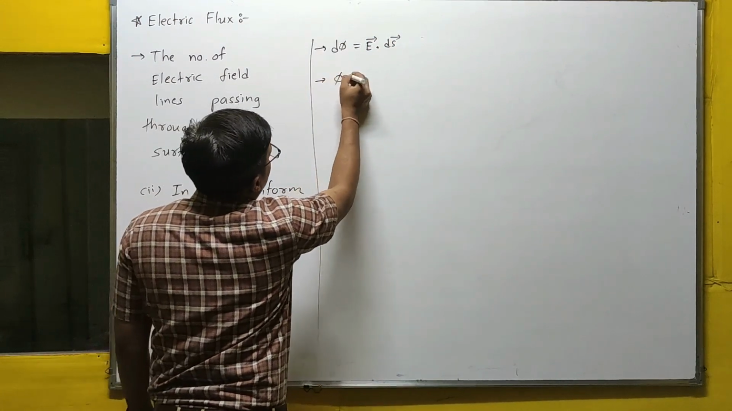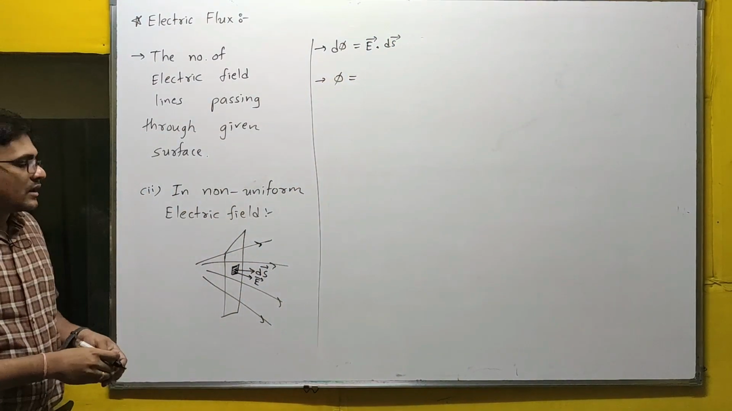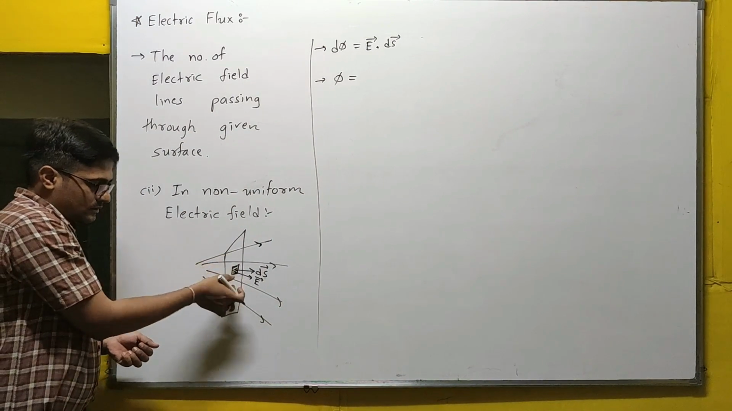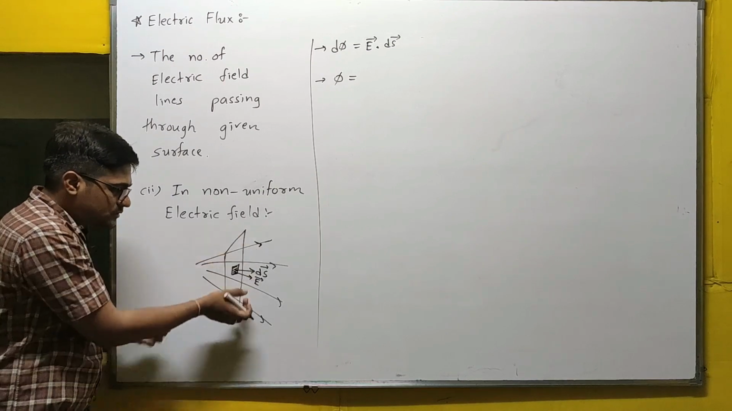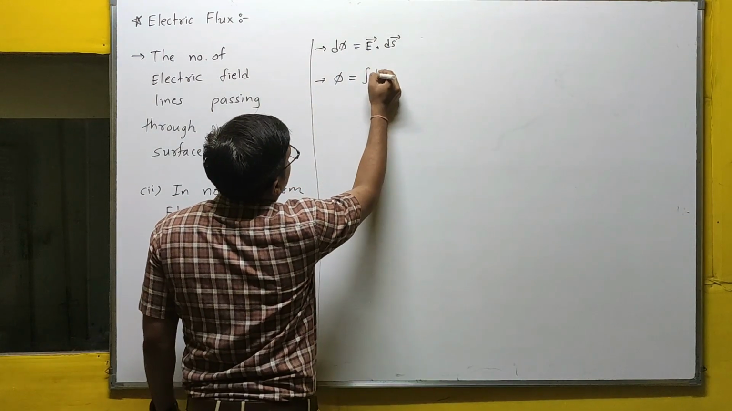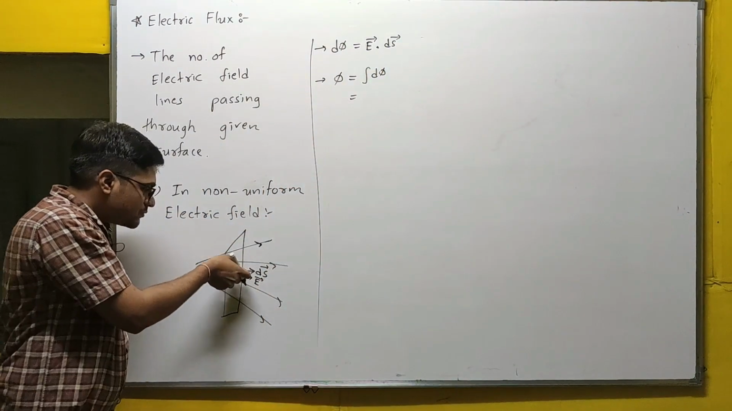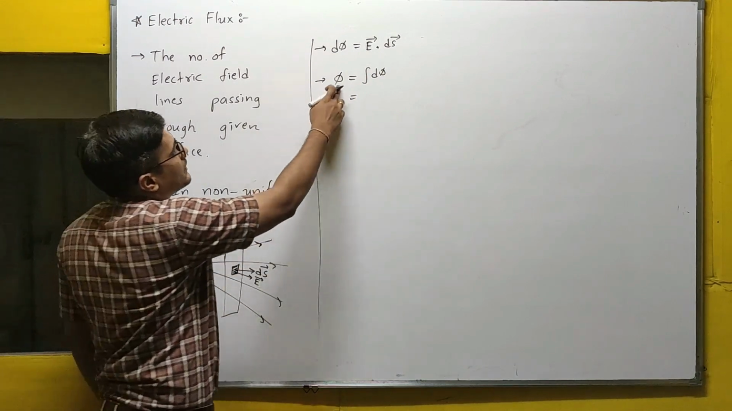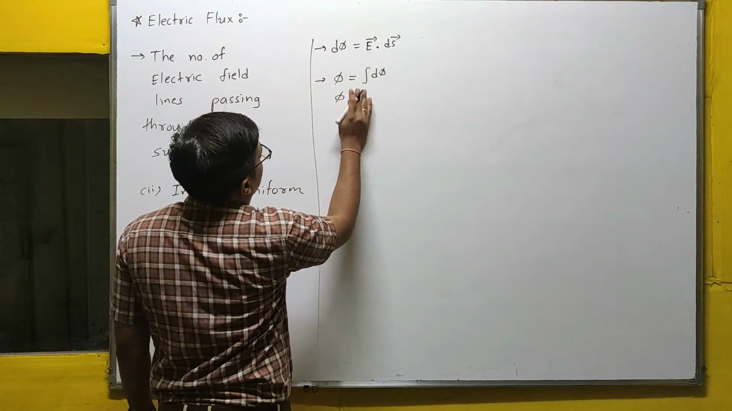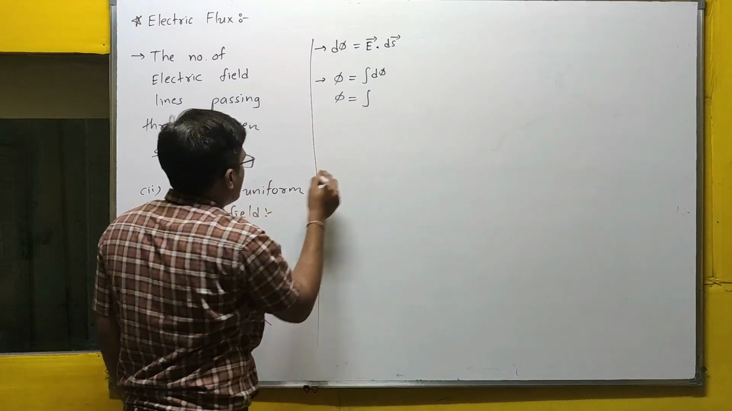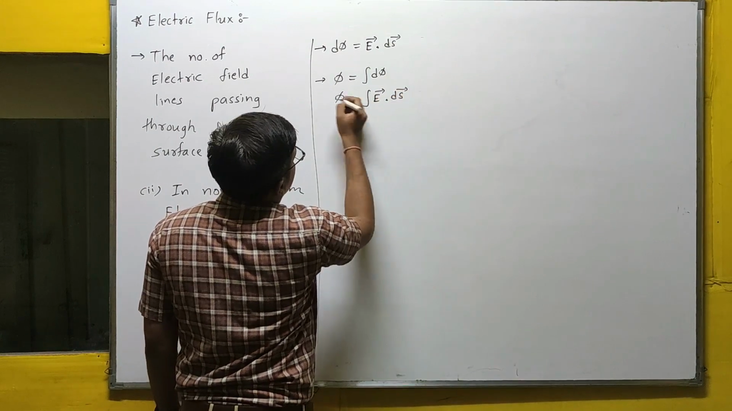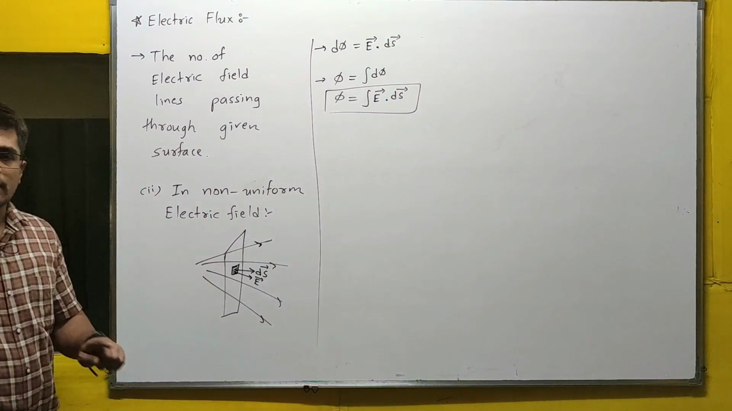Now to find the total flux associated with this whole surface, combine all the flux associated with these small elements. Combine means what? Integrate. So integrate this flux associated with these small surfaces. Then you will get the whole flux associated with this whole plane. So the flux associated with the surface in a non-uniform electric field is given by the integration of E dot ds. So this is our formula for non-uniform electric field, right?